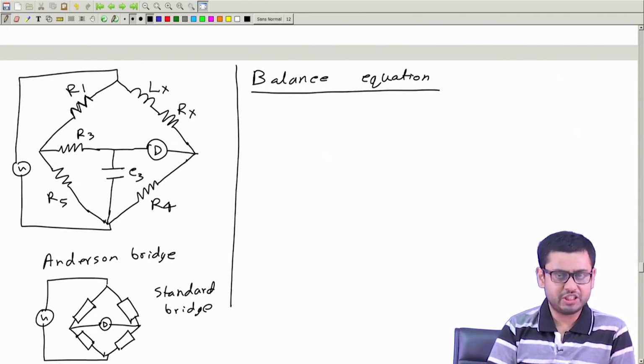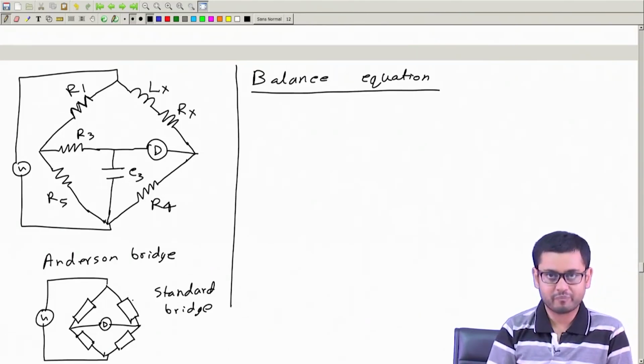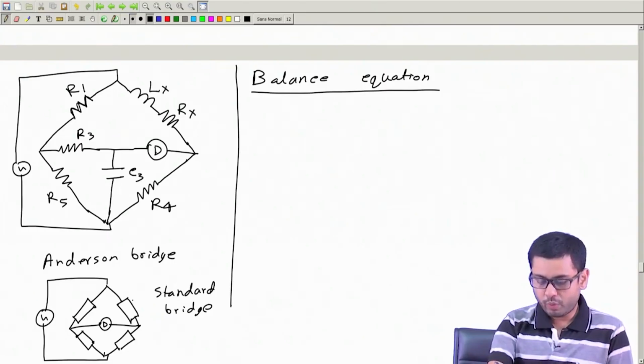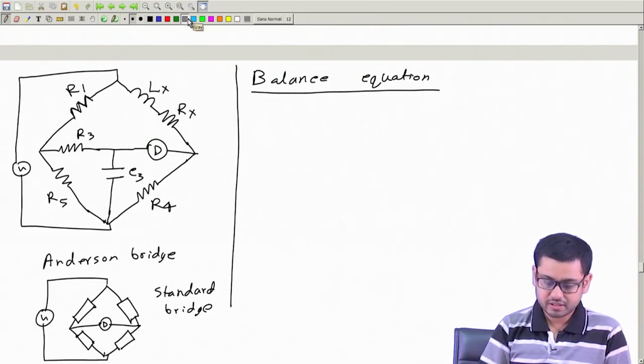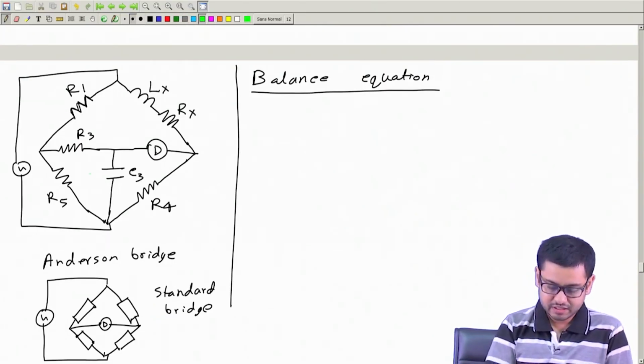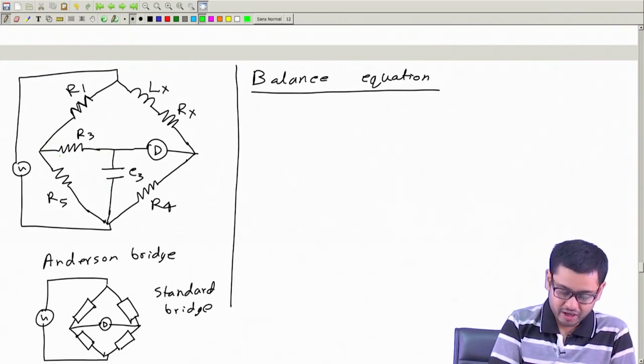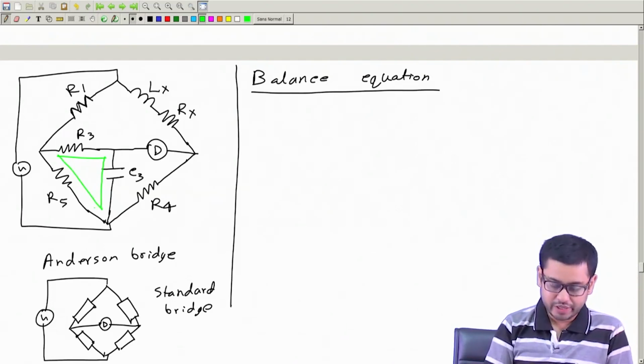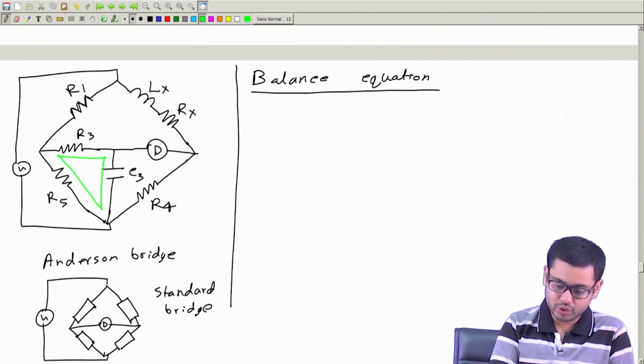Using the knowledge of circuit theory, we can convert this bridge into this form. How? There are many ways. One possible way is this. So, look at these 3 arms R3, C3, R5. They form a delta. You can convert this into a star.